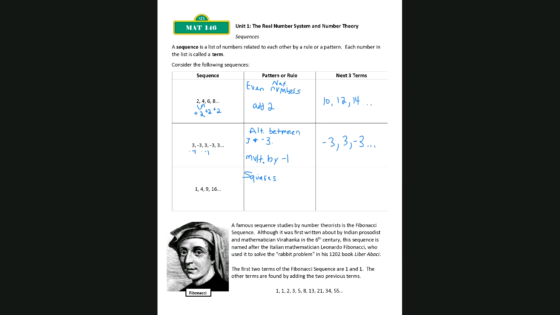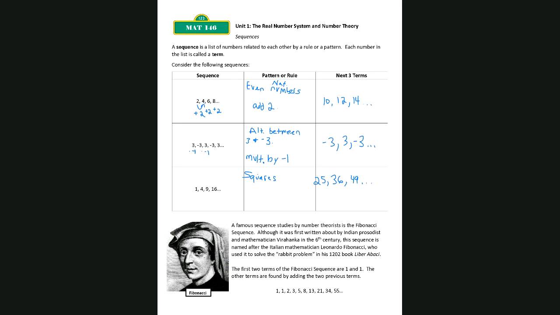So the next three terms are going to be 5 squared, or 25, 6 squared, or 36, and 7 squared, or 49. And then that will continue on. Now, one of the things I want you to notice is that there's also something very neat about these numbers.